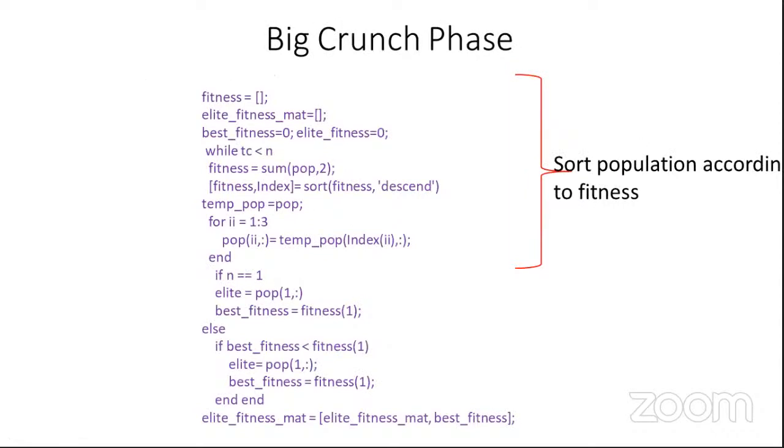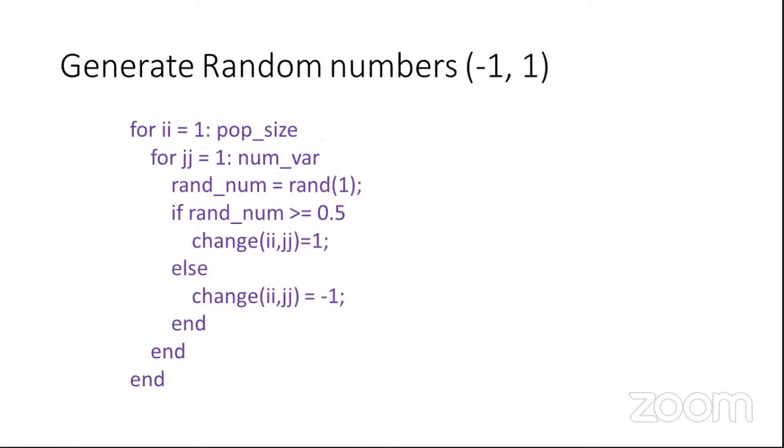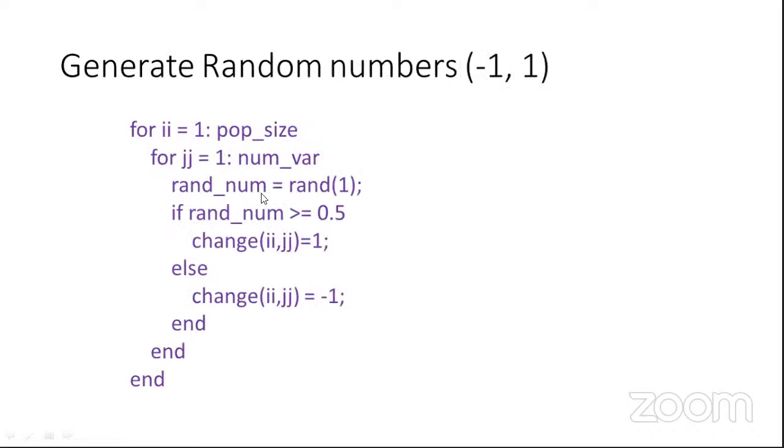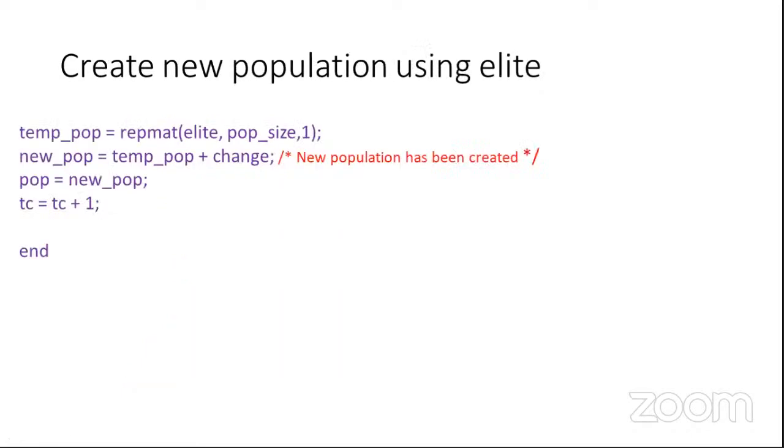After that, the Big Crunch phase starts. In the Big Crunch phase, we shall compute the fitness of each candidate solution, and we shall select the elite here. Elite means the best candidate solution. After selecting the elite, we shall generate an array of random numbers. After generating the array of random numbers, I shall add my elite to that array. This array of random numbers is the change matrix. So I will generate an array of random numbers between -1 and 1. One array would be created and the elite will be added to that array. So I have generated the new population around the elite here.